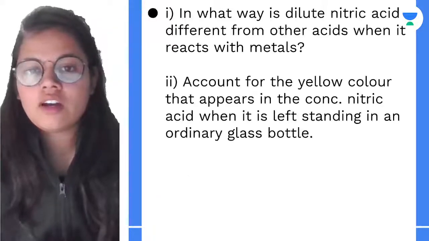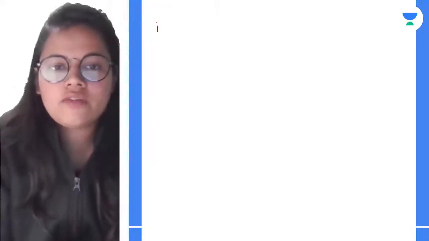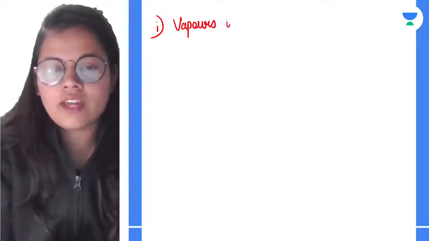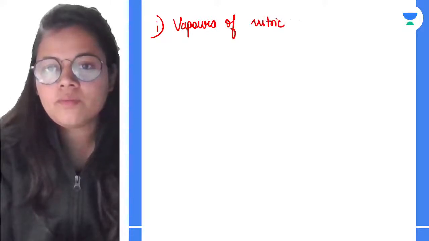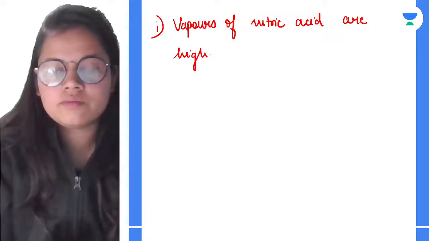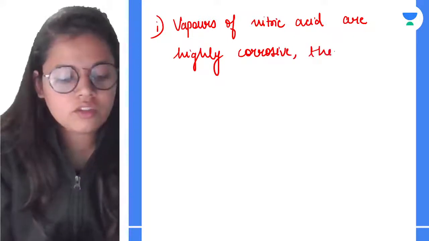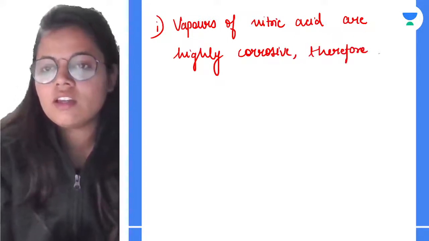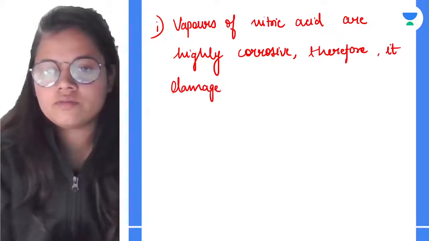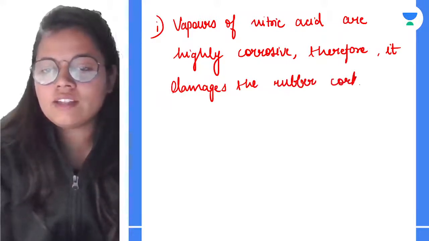Also, answer writing is very important, so we should be arranging our answer properly. The very first point we can write is that the vapors of nitric acid are highly corrosive, and because of this reason, they can damage the rubber cork. That is why we need to use the glass apparatus.